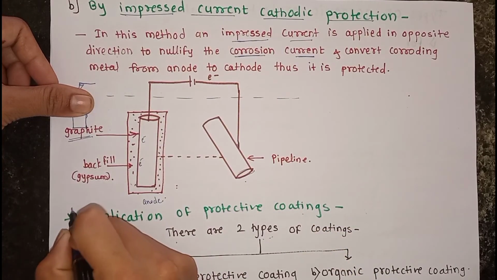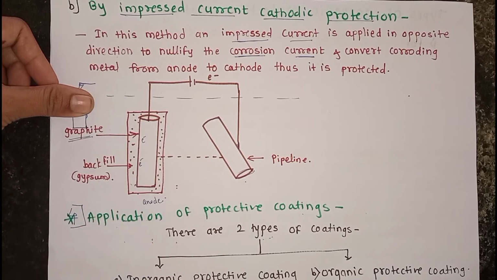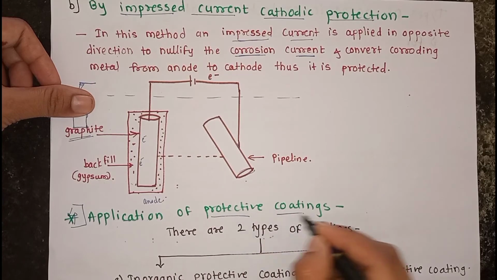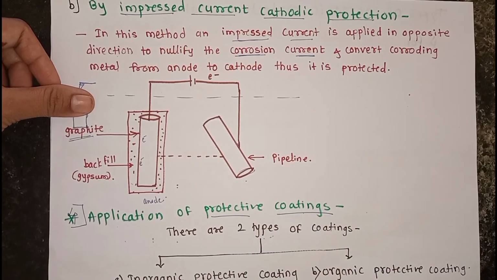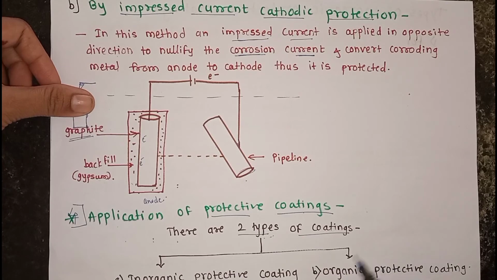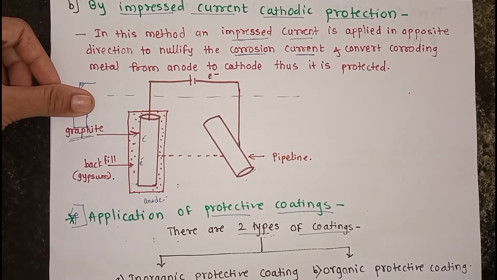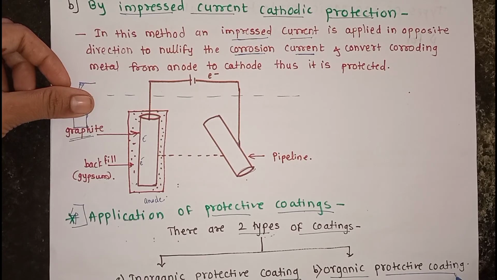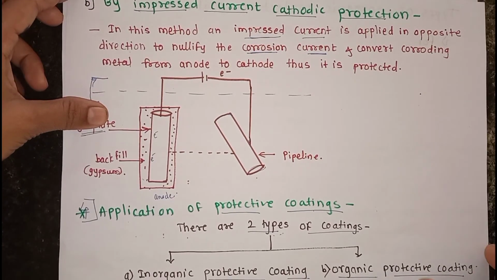So next, the fourth method for the protection of metal from corrosion is the application of protective coatings. The application of protective coatings is very useful to minimize the corrosion of metals. There are generally two types of coating. The first type is inorganic protective coating. The second type is organic protective coating. We will discuss these two types of coating one by one.